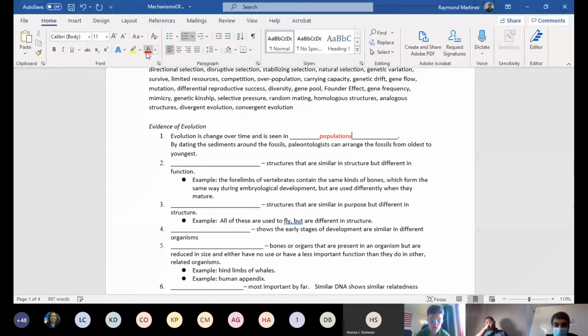All right, number 2. Structures that are similar in structure but different in function. So same form, different function. What kind of structure is that called?